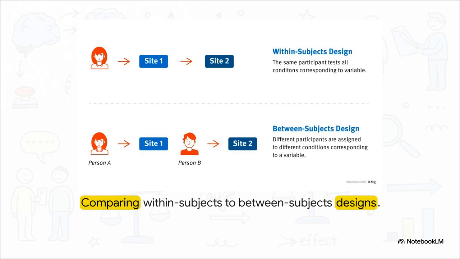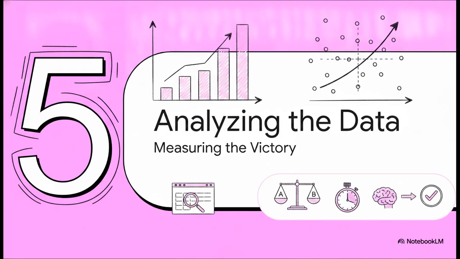Alternatively, we have a between subjects design. Here, different participants are completely isolated into different conditions. Person A only ever sees Scenario 1, and Person B only ever sees Scenario 2. This totally prevents participants from comparing the scenarios, but it does mean you need a much larger group of people to make sure random assignment does its job properly. And that brings us to our final stop, Section 5, analyzing the data.